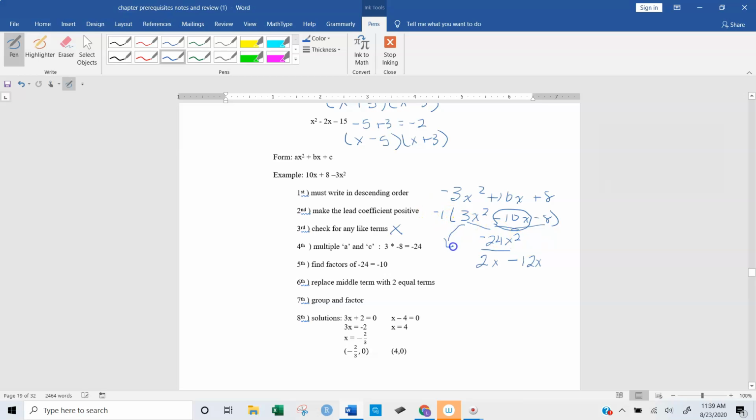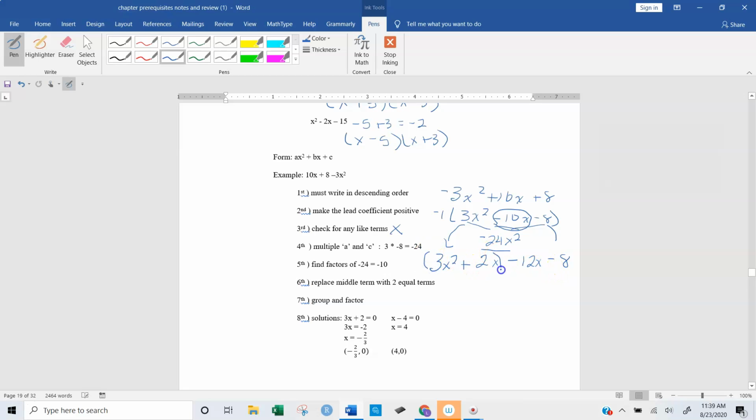I'm going to drop down my 3x squared. I'm going to leave the 2x minus 12x because that equals my 10x, and I'm going to drop down that negative 8. Now, it's like we just did. You have 4 terms, so I need to group them.